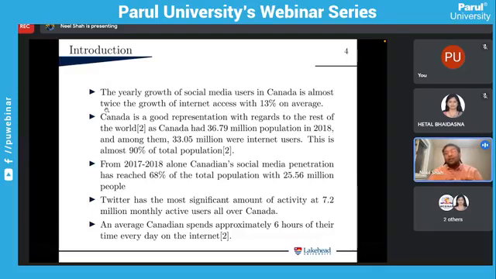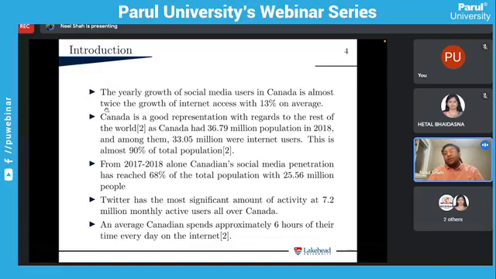Now, the second number: Canada's population is 36.79 million in 2018, based on government data. Among them, there are 33.05 million internet users. It is basically 90% of the total population, but if you look at the eligible population, which is very interesting, right? When we say eligible population, we remove children and a certain number of people older than 70 or 80, who may not use the internet frequently or may not have internet connections. Smaller children definitely do not have an internet connection. If we remove them, the penetration is almost 96 or 97% of the population, which is very high.